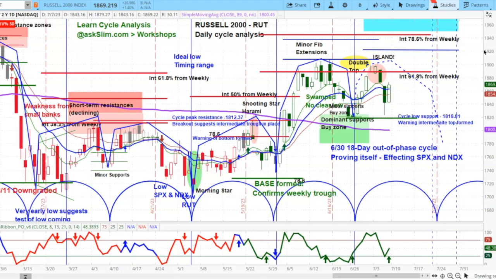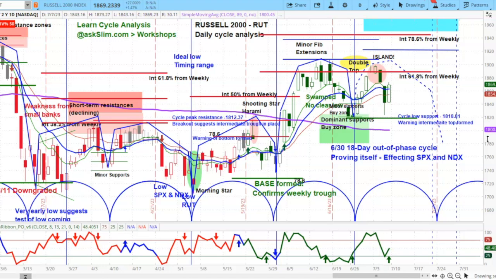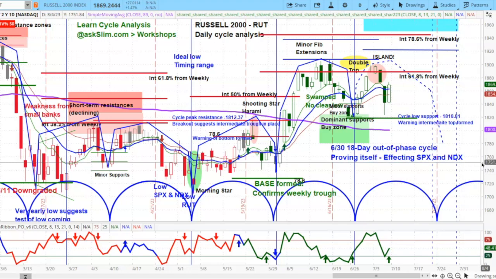An important thing here when we look at the Russell is that there is an island right over here. And I'm going to go back and refer to that because all three of the indexes have that island there. And this is at a double top area. But before that, let's just take a quick look at the analytical style. This is the cycle bracket on the bottom. Now, this 18-day cycle is out of phase with the S&P 500 and the NASDAQ, and it is affecting those, and I'll show you that.